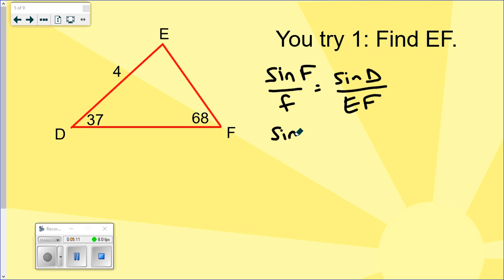I guess I'm mixing and mingling my F and my X, but it really doesn't matter, as long as you've got the correct values in there.